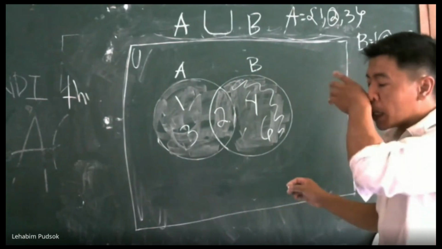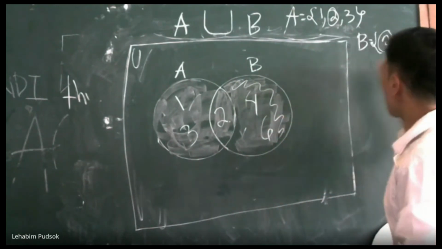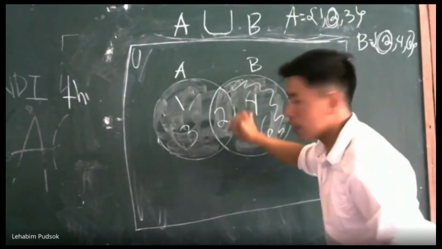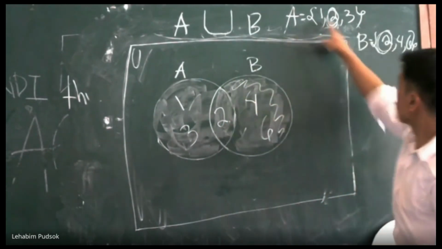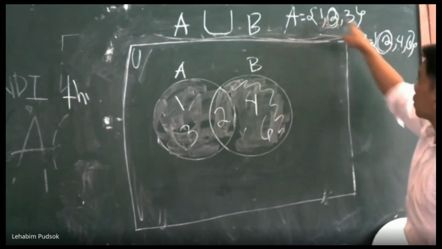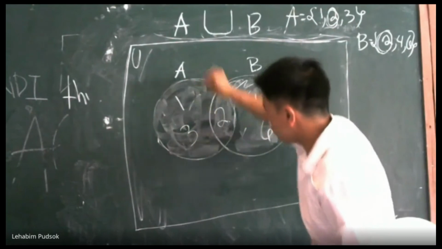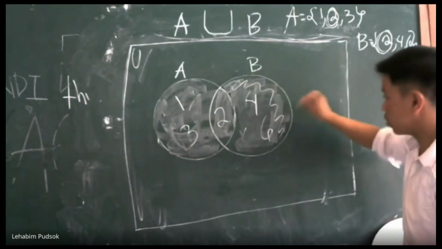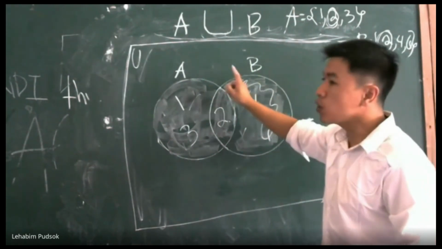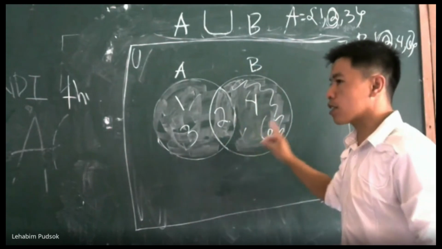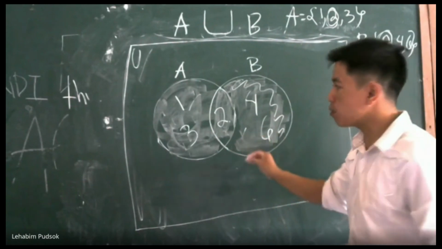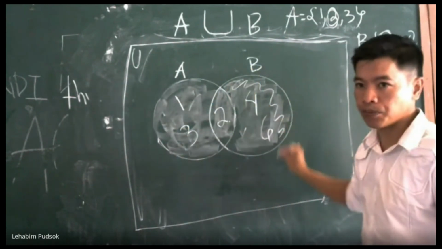And then, don't forget, if there are common elements, you always put them at the middle here. 2 is common, that's why I put it there. And 4, 6, I put in B. 1, 3, I put in A, and I shade them. I shade, so that the interpretation is A union B, not A intersects B, because A intersects B is different. In A intersects B, there is no shade.